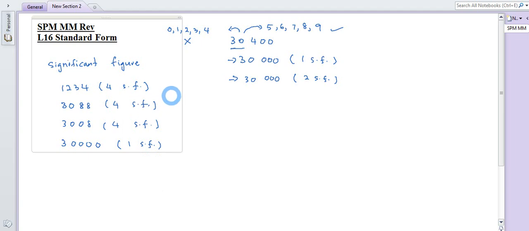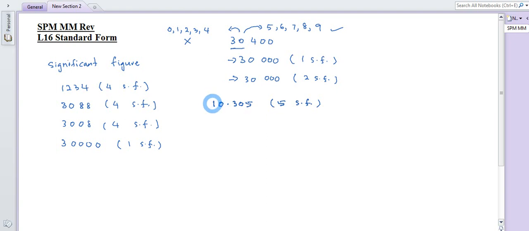Normally, for whole numbers, students will have no problem. But when we go to decimals, it will be a little bit confusing. Let's say you have a decimal like 10.305. How many significant figures does this decimal have? 1, 2, 3, 4, 5. So we have 5 significant figures.